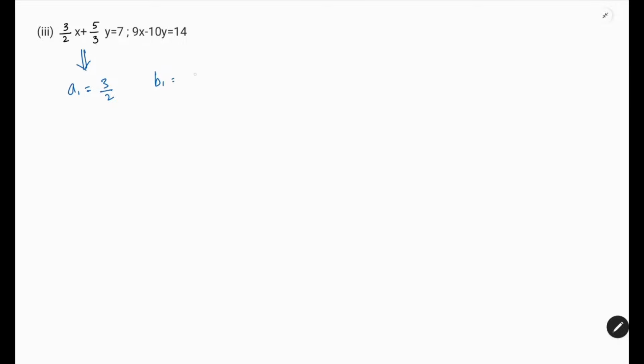And b1 is the coefficient of y, that is 5 by 3. And c1 is the constant term, that is minus 7. See here, in the first equation, 3 by 2x plus 5 by 3y, if you take the constant to the left side, minus 7 equal to 0. See here, the constant term is minus 7.